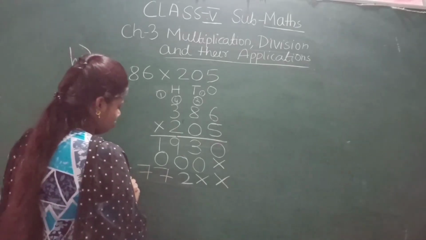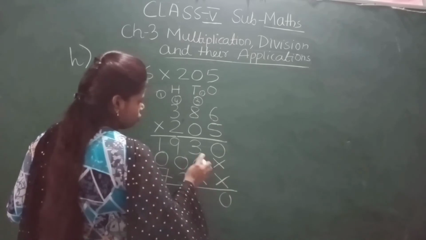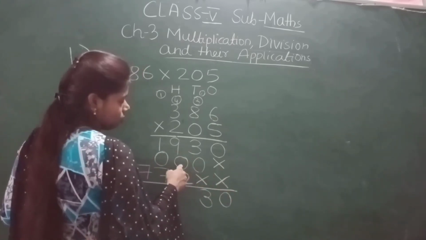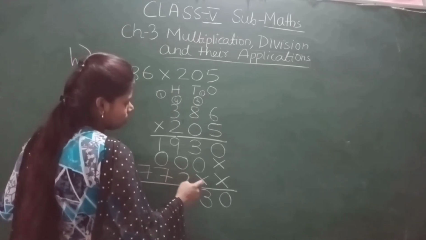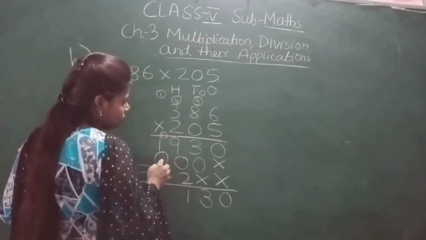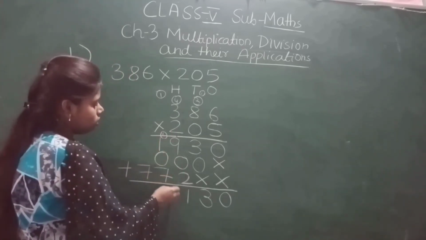Now at last we will add. Now 0 only it will be there. 3 plus 0 is 3. 9 plus 0 is 9. 9 plus 2 is 11. 1 will write here. 1 will give carry. 1 plus 0 is 1. 1 plus 7 is 8. 8 plus 1 is 9.